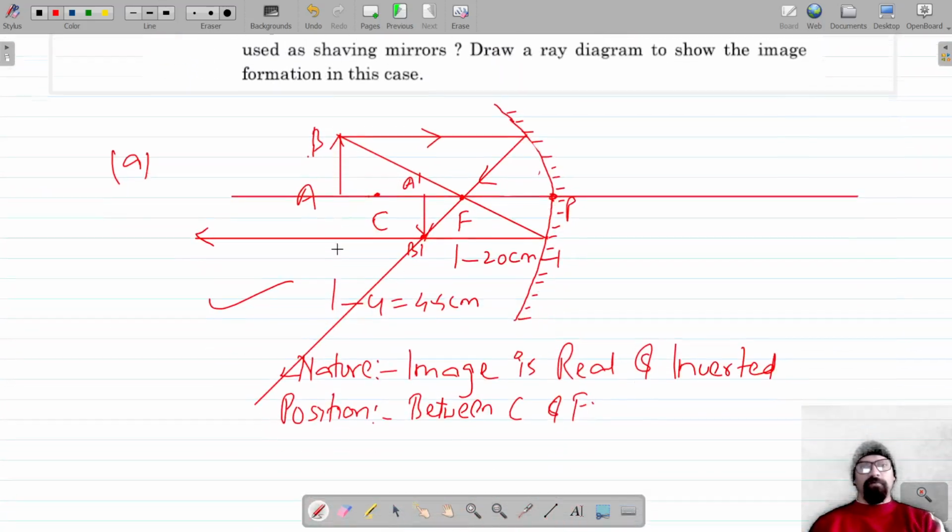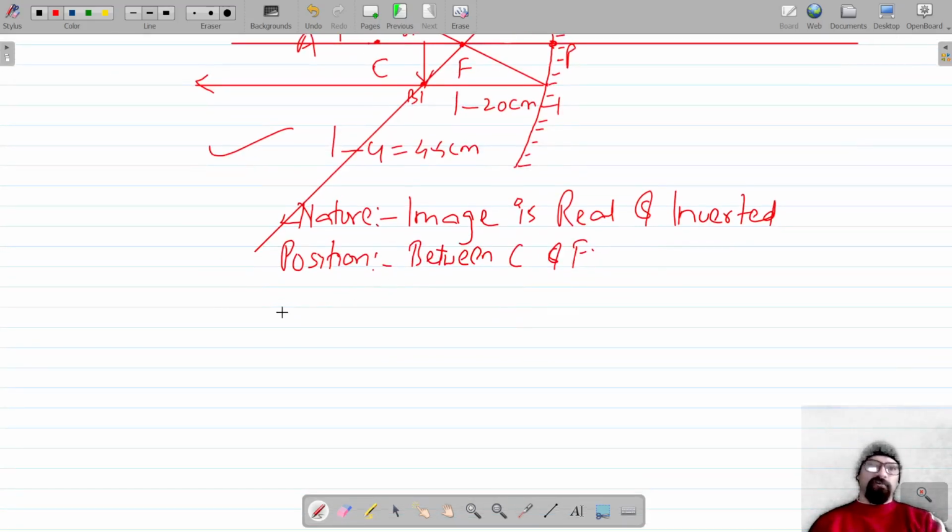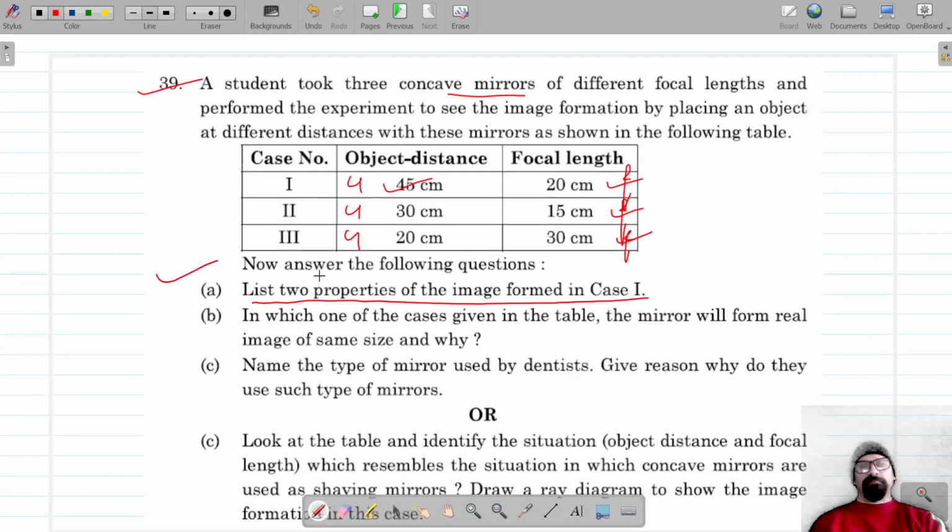So I've listed the two properties of the image in this case. The two properties that I have listed here are real and inverted, and if you have to write also the size of the image, this is smaller than the size of the object, so we can write that it's diminished. Okay, so these are the properties of the image formed.